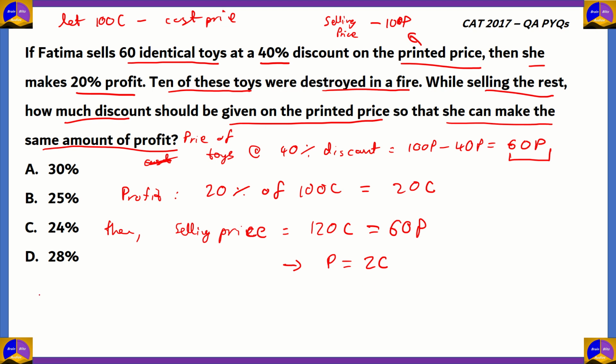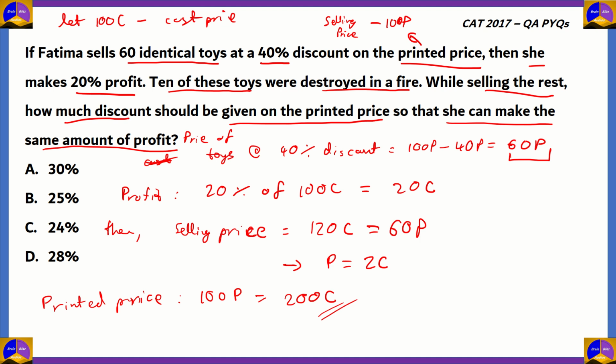Now, using that, the printed price, which was the original selling price, so the printed price in terms of C would be 100 times P, which is equal to 100 times 2C, which is equal to 200C. So 200C is the printed price for each toy that Fatima sells.